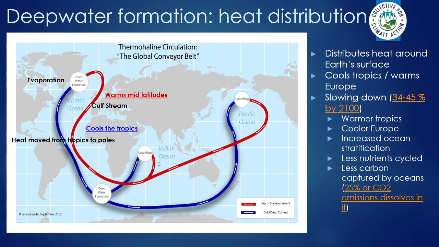And what's happening at the moment is it's slowing down, and we project that it will slow down by up to 45% by the end of the century. And what that means is all of those processes, the heat distribution, the nutrient cycle, the carbon dioxide being buried, all of those processes will be slowed down, and that has impacts for basically how much the natural system is going to help us out in terms of fighting climate.